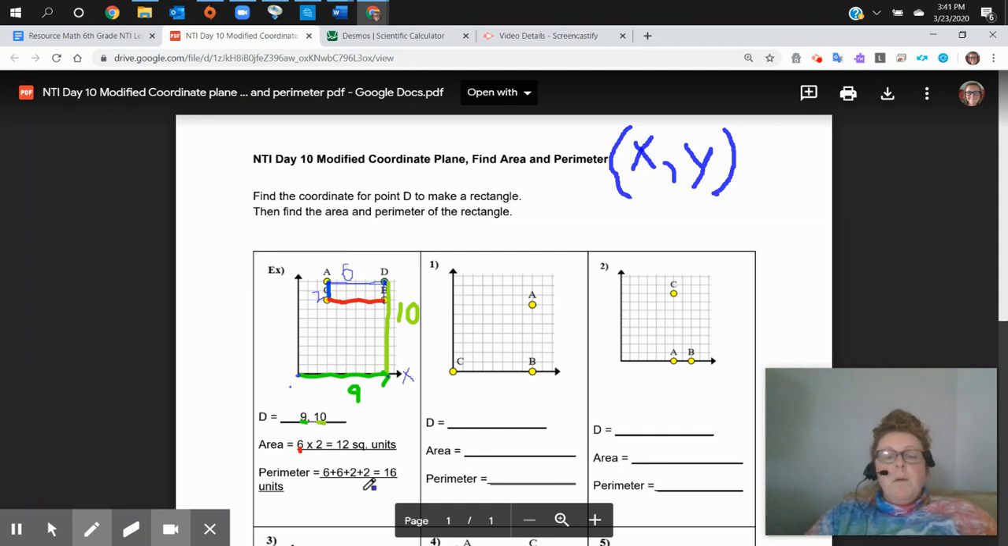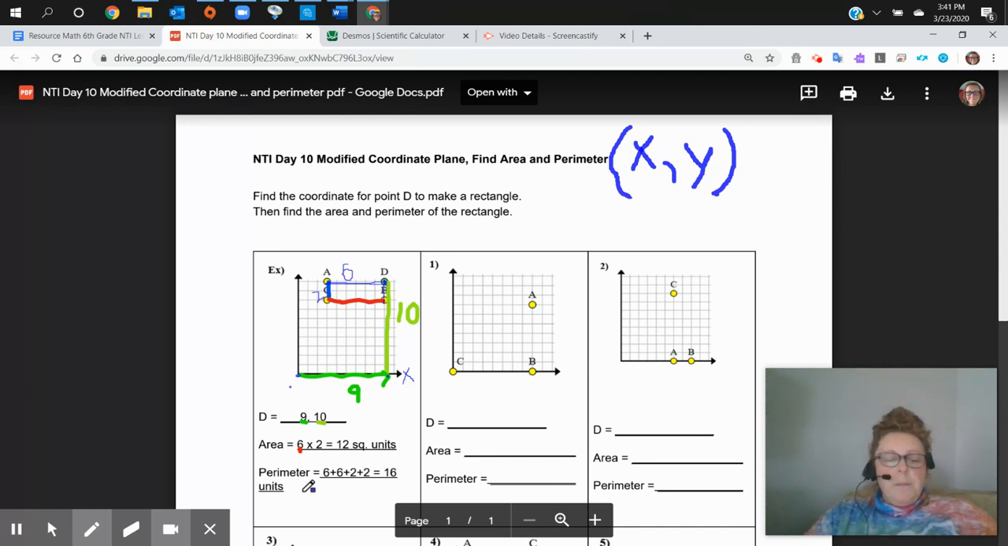And then remember, going back to, I believe it was day 2 or day 3, the perimeter, you have to count the number of squares all the way around. Okay? And that's why they did 6 plus 6 plus 2 plus 2 equals 16.